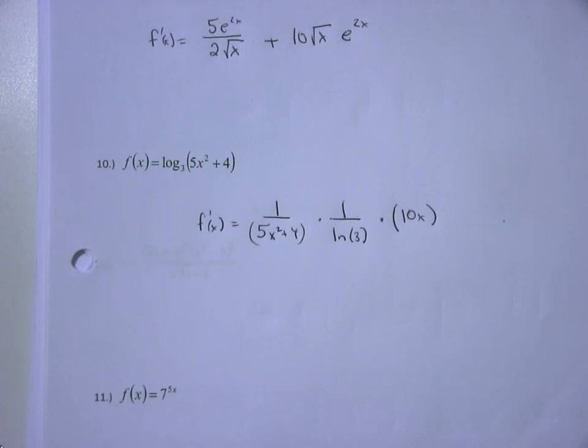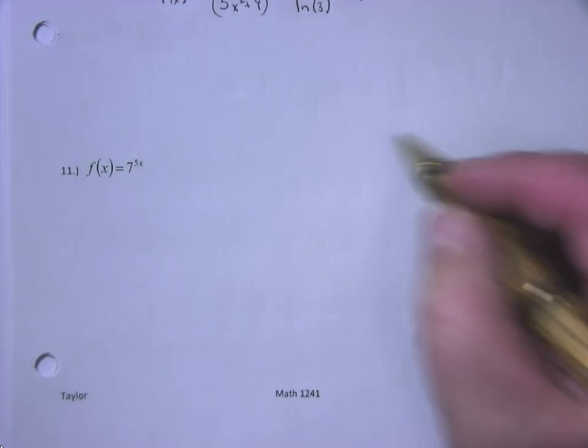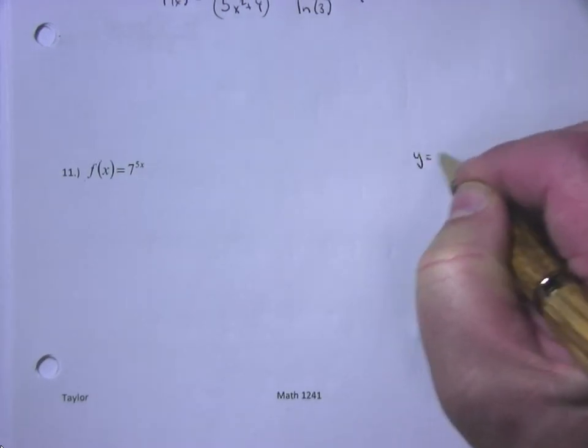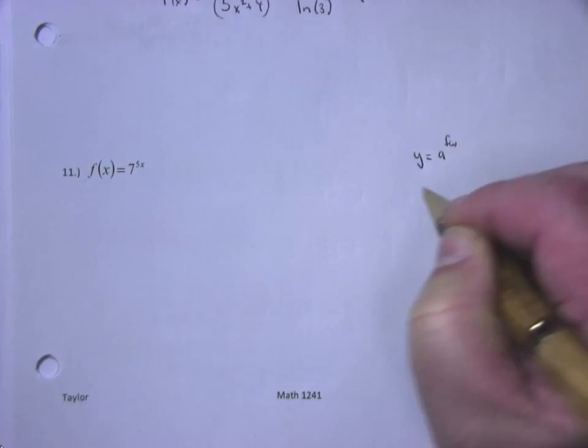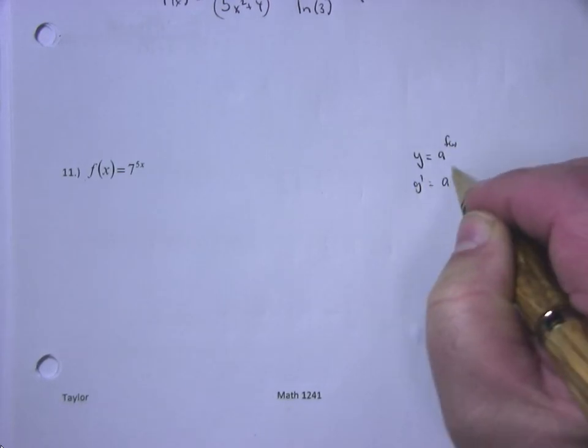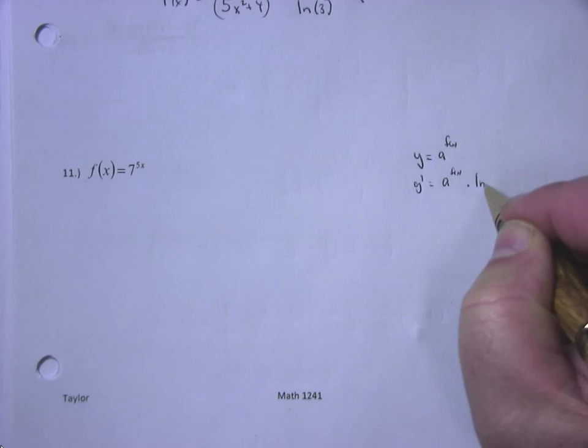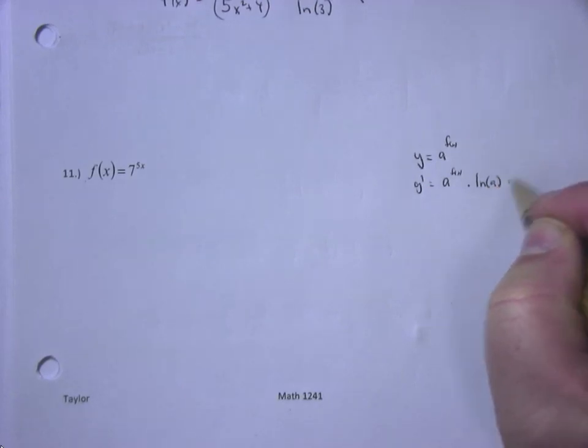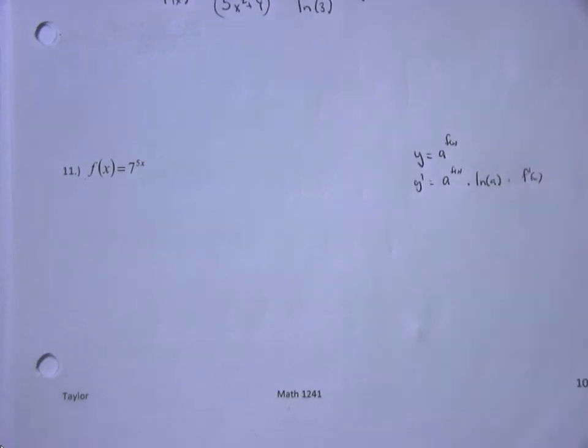Does that make sense? Again, look at the rules and look at the formulas as compared to them. Number 11 is f of x equals 7 raised to the 5x. 7 raised to 5x, it's an exponential function. Again, I'll just write down the rule to remind you. When y equals a to a function, the derivative is going to be a to the function times the adjusting factor, natural log of a, times the derivative of the exponent.